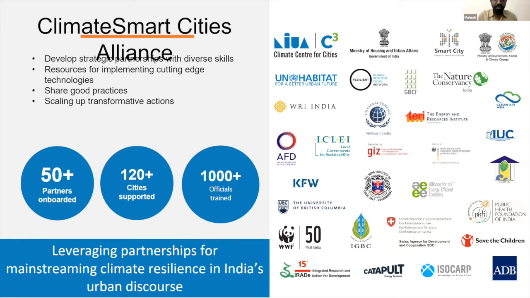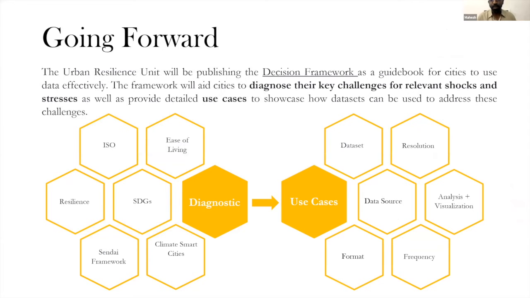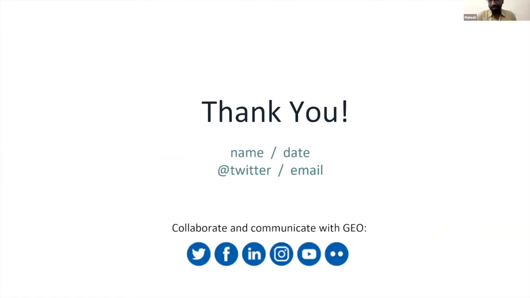More than 1,000 officials were trained in the last year, and we are hoping to create a much better ecosystem for decision making, especially for policy makers and urban managers, and at the same time use the same information to report on ease of living standards, resilience guidelines, and sustainable development goals. With that, thank you.